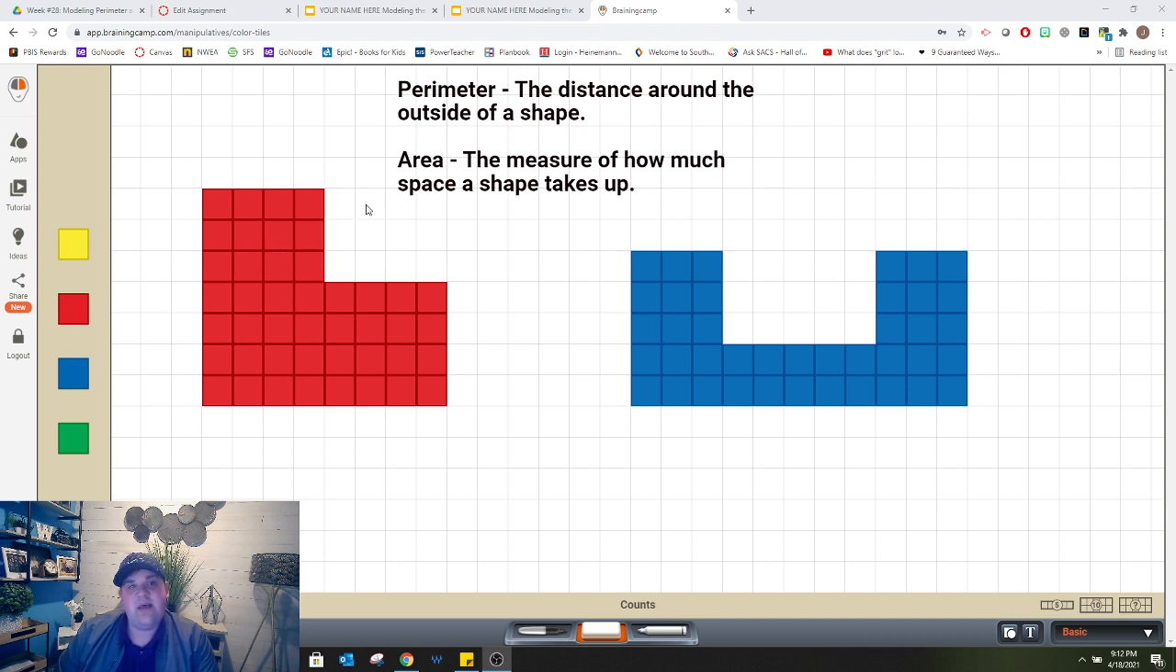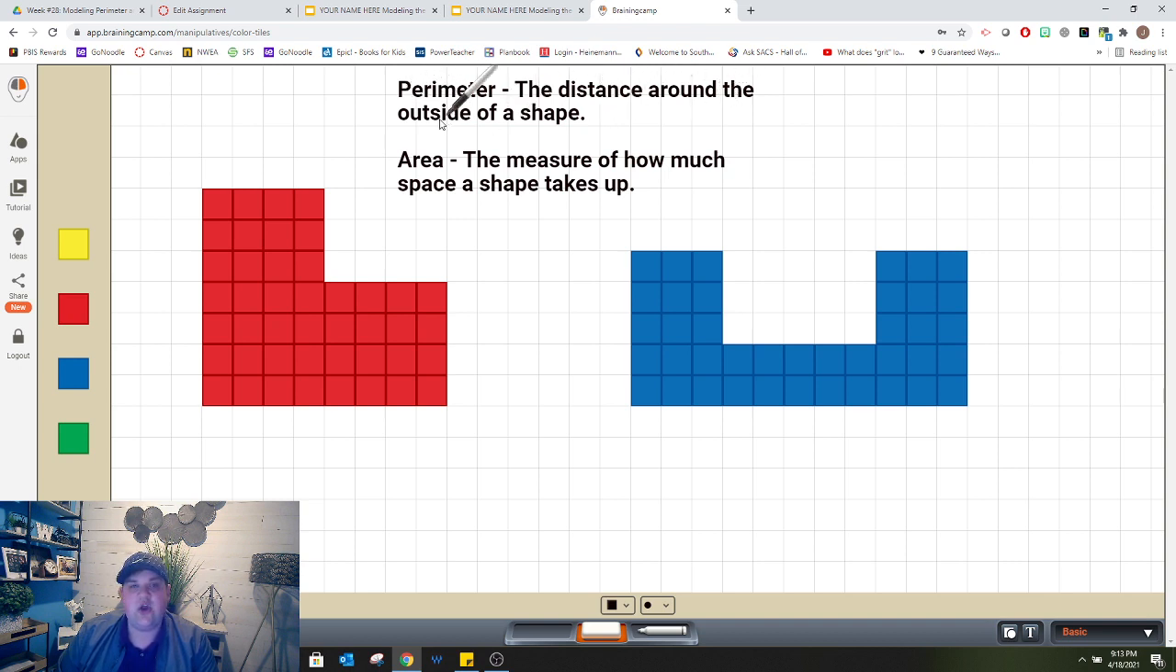But the same things apply here. The perimeter is still the distance around the outside of the shape, and the area is still the measure of how much space a shape takes up. So how much on the inside of the shape. So I'm going to do the red one with you, and then you're going to get to practice with the blue one, and I will help you see the correct answer, and maybe our answers will match. We'll see. So here is the red irregular shape, and I'm going to start with perimeter.